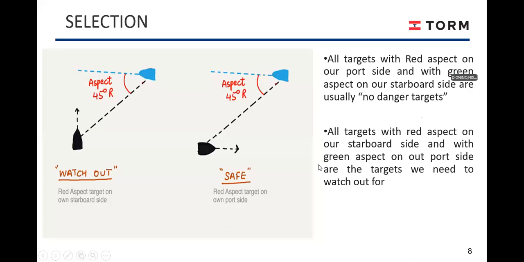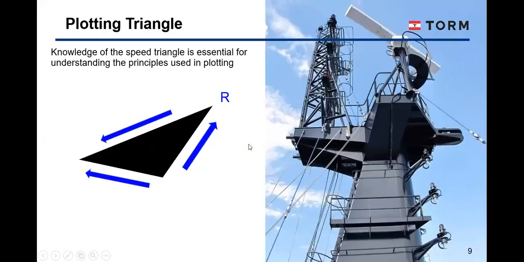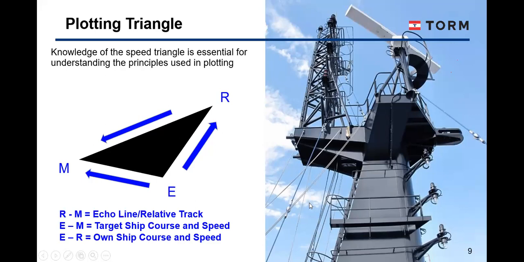Okay, so here's a plotting triangle. Again, there's what you call the R, the M, the E, and then the M. Of course, R to M is the relative motion or the echo line or the relative track of the target. E to M is the target ship's course and speed. And E to R is your own course and speed.